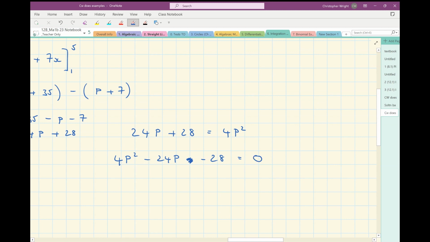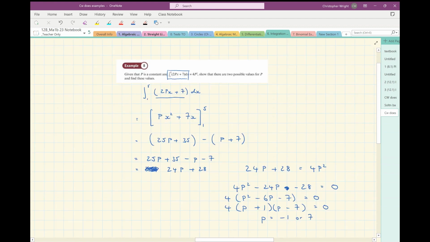And now I'm going to factorize the left-hand side. Before I do that, I can take out a 4, can't I? So it's going to be 4 lots of p squared minus 6p minus 7 equals 0. And now I can factorize this further. It's going to be p and p equals 0. What's it going to be? Minus 7 and plus 1. So my solutions to this equation are that p could be minus 1 or 7.